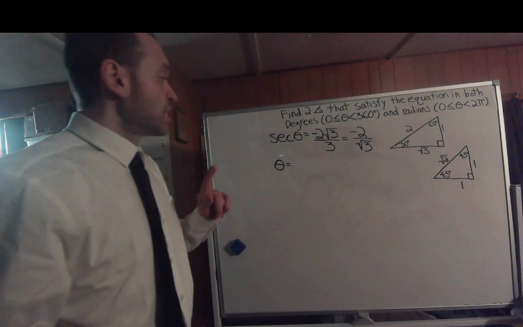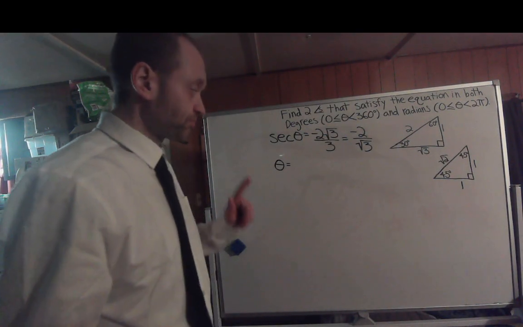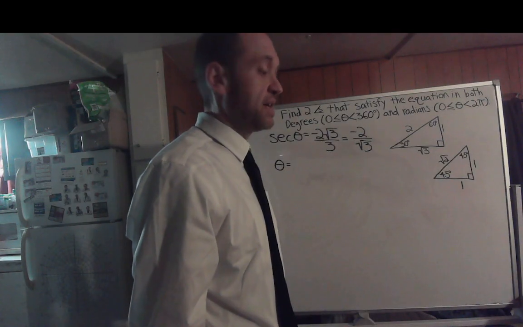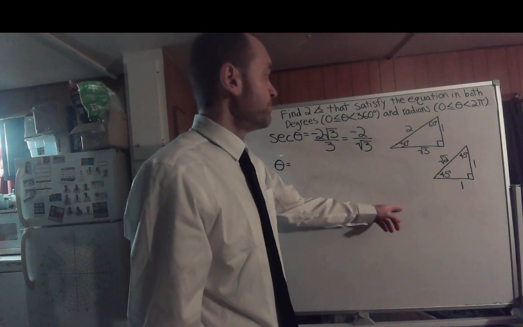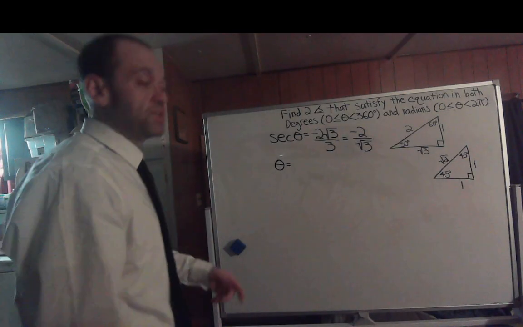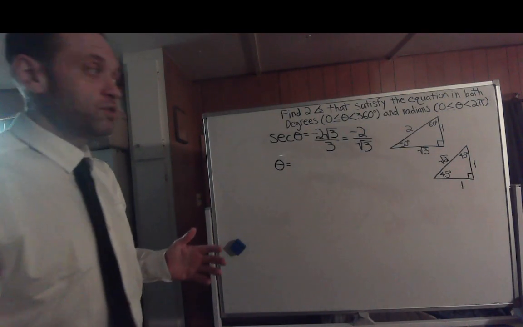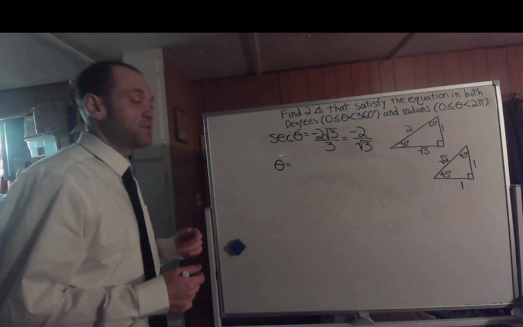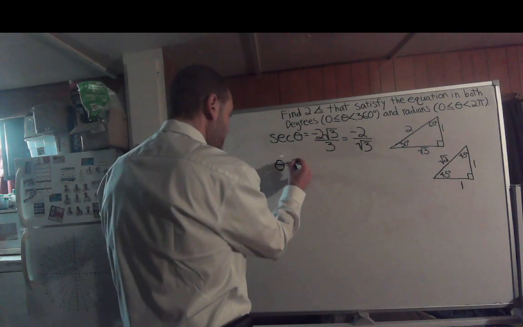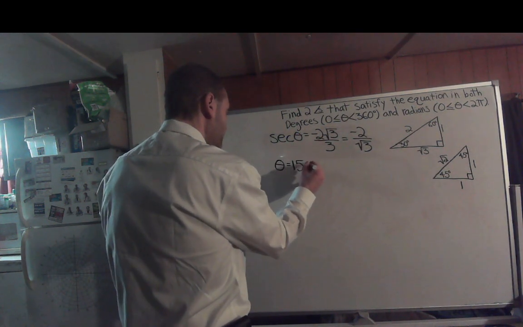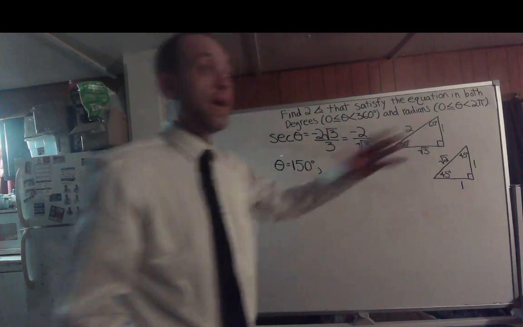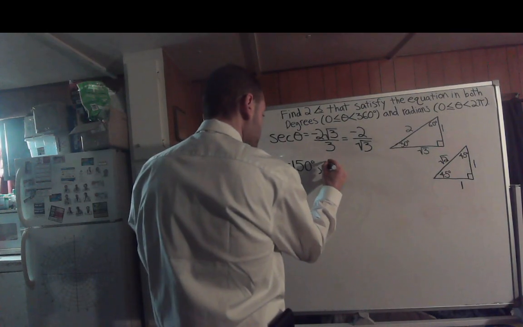So if we look here at our 30, 60, 90 right triangle, the secant is the hypotenuse over adjacent. Well, the secant of 30 is 2 over the square root of 3. So this is going to be based off a 30-degree reference angle. Well, we're in the second and third quadrant, so in the second quadrant, take that 30 and subtract it from 180, you get 150 degrees. And then in the third quadrant, take that 30-degree angle, add it to 180, you'll end up getting 210 degrees.